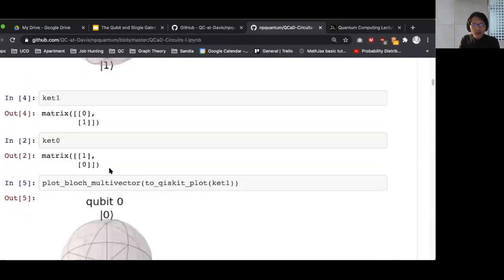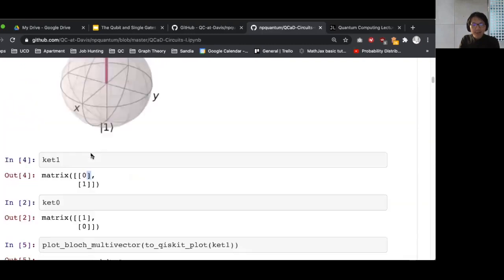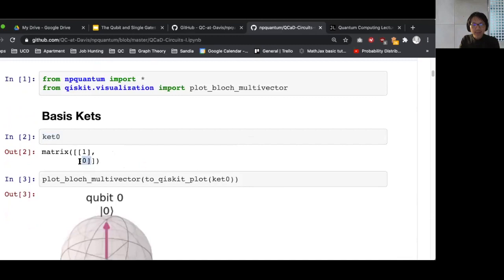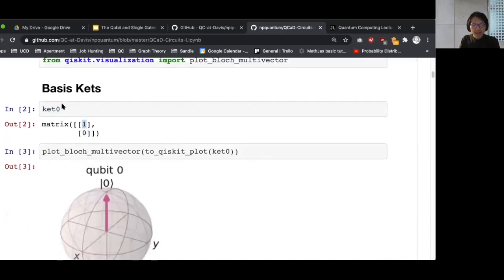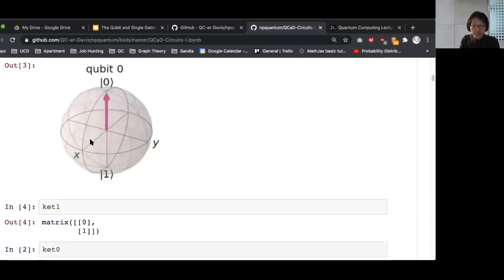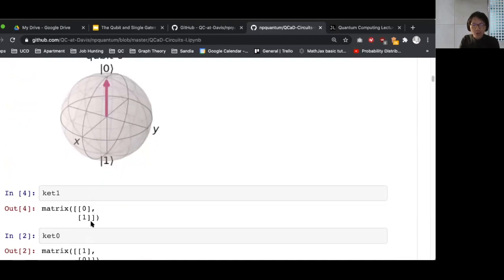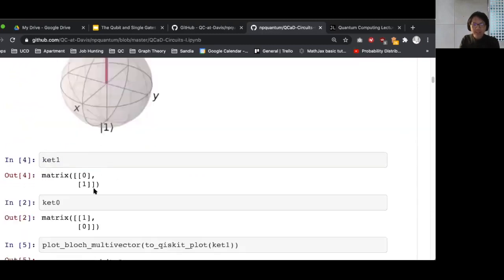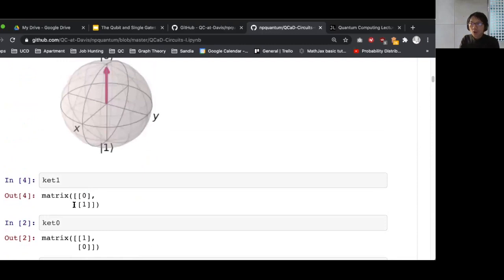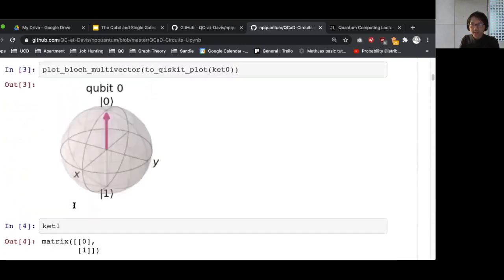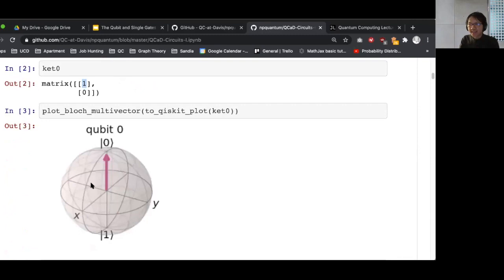And ket 1 is (0, 1). So the basis kets: ket 0 is (1, 0), excuse me, and ket 1 is (0, 1). So (1, 0) and (0, 1). These vectors are orthogonal to each other. And orthogonal is, in my head, a fancy mathematician way of saying perpendicular.